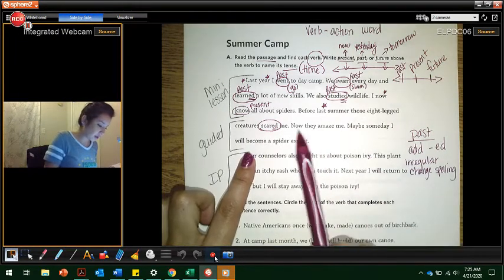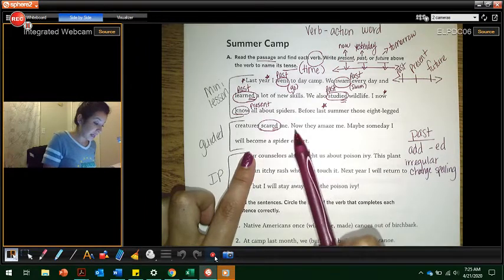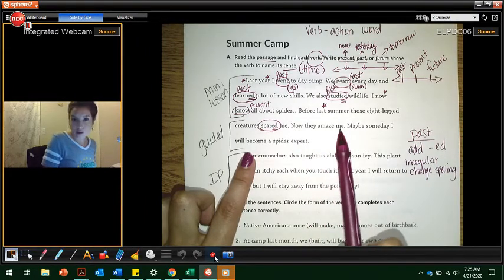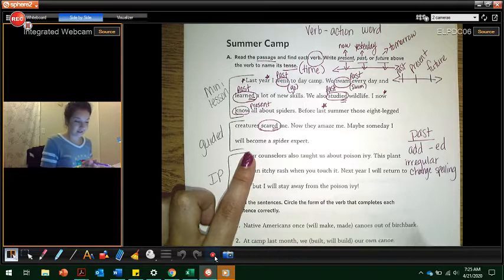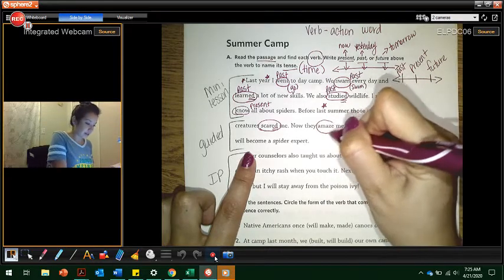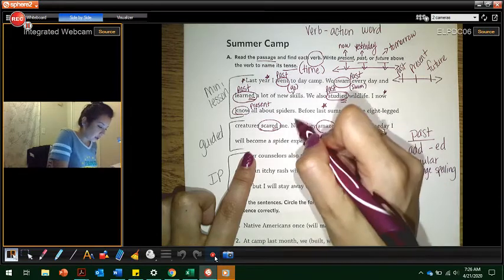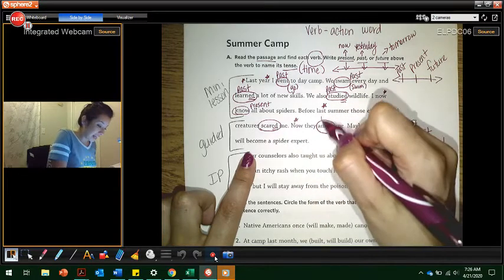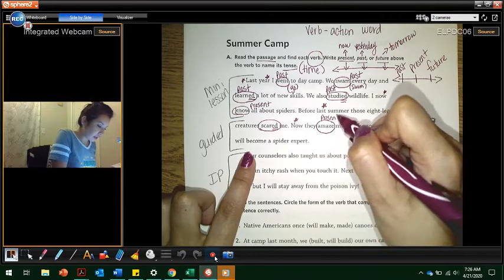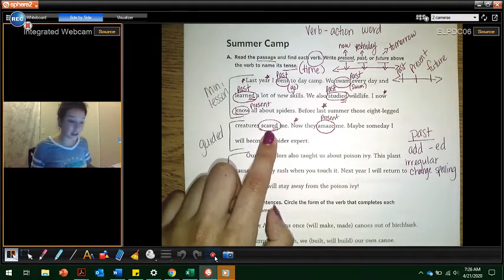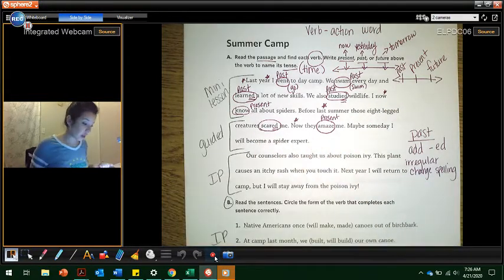Let's continue on. Let's read together. Ready? Now they amaze me. I see another keyword, and I see an action word. Do you see the action word? What is it? Amaze. Yes. So this was my keyword. Amaze is in the present. It doesn't have my special ending. It's not showing in the future. It's showing what's happening now.